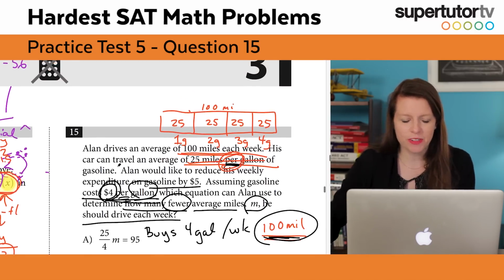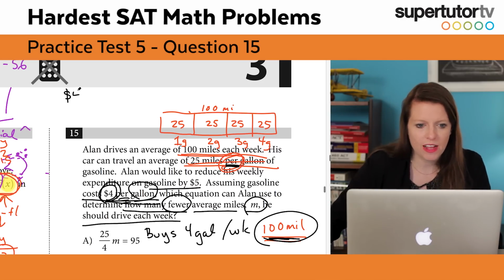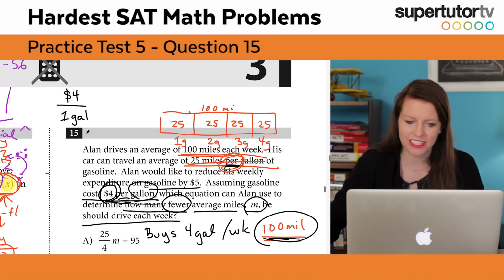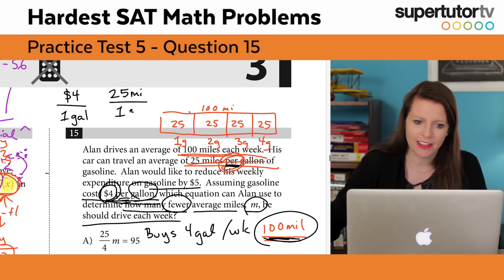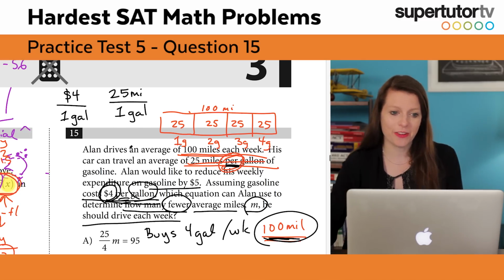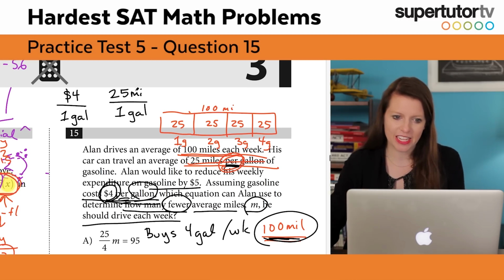Do you see? I'm just going to write down all my rates here. I have $4 per 1 gallon. So I have dollars to gallons, that's a conversion I have. Then I have miles per gallon, right? I have 25 miles per 1 gallon. You see that? That's another conversion factor. So this converts dollars to gallons. This converts gallons to miles.